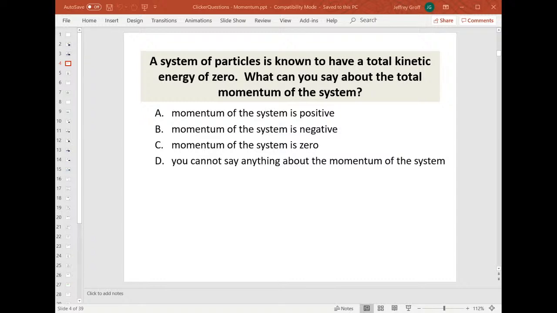Let's see. The poll is active now. Sorry, if you already tried voting, try again. I hadn't activated it. All right, we've got our first response coming in. pollev.com, JeffreyGroff336. Or text JeffreyGroff336 to 37607 to join in. Got 3 results, 4 results.